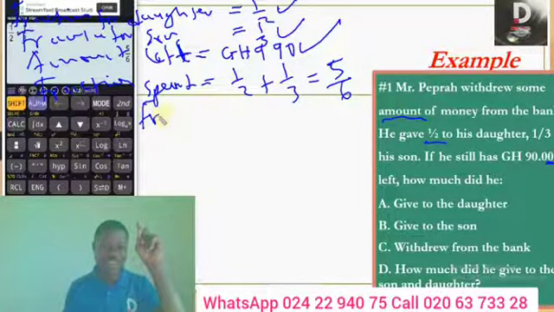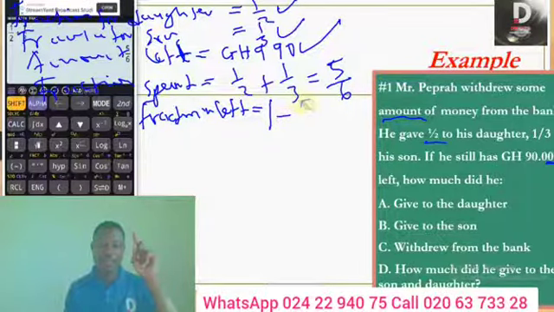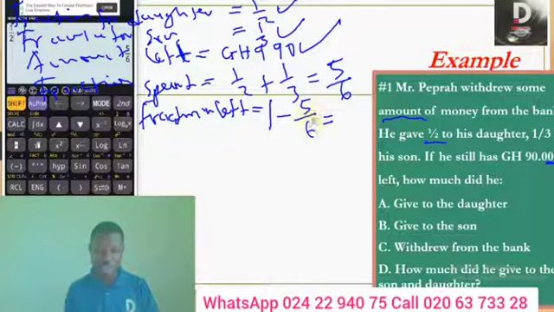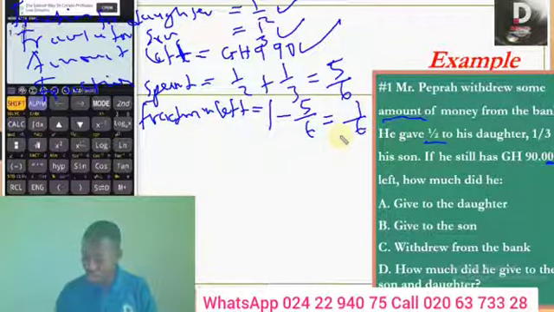So therefore fraction left is equal to 1 minus 5 over 6. And whenever you are subtracting something from 1, the difference between the top and the down, the numerator and the denominator, is the answer. So 1 over 6. Let's confirm it. So 1 minus fraction 5 over 6. The answer is 1 over 6.